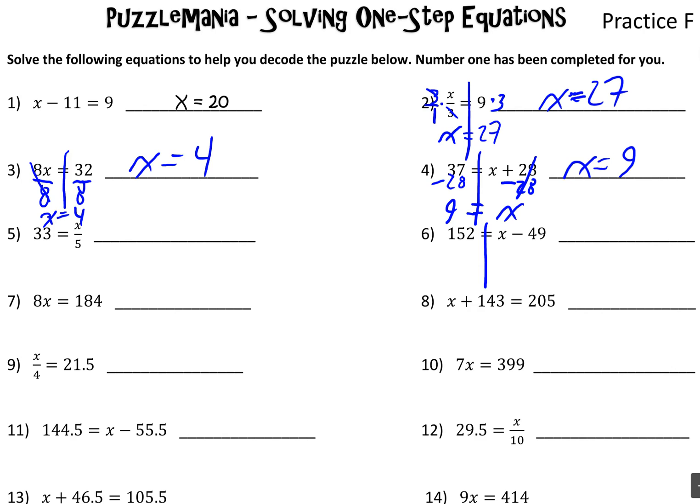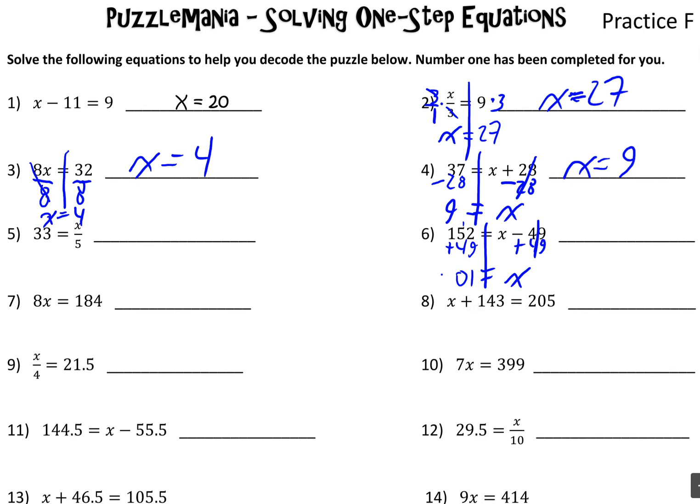So x minus 49, so that's a subtraction. Inverse of subtraction is addition. So I need to add 49 to both sides. So it makes a 0 pair. I'm left with x equals, and then 149 plus 152. And I'm going to say that that is 9 plus 2 is 11, 5. So that's going to give me 201.